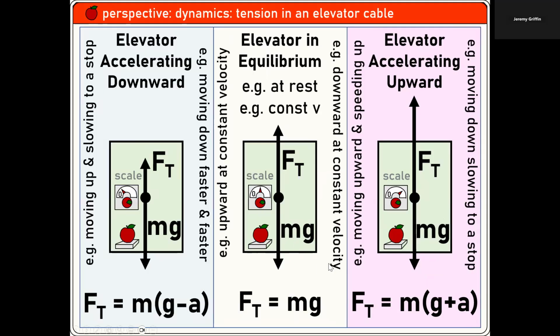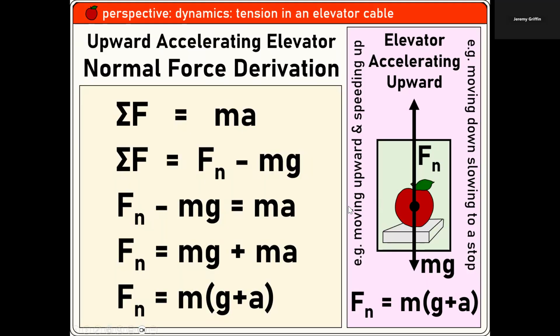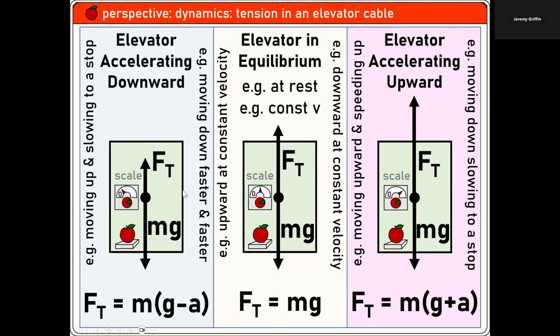But here's a bigger picture, because this slide is like a derivation. This slide is showing the three categories of situations: accelerating down, accelerating up, and in the middle is no acceleration, which might be at rest or might be constant velocity. Those are both zero acceleration, right?